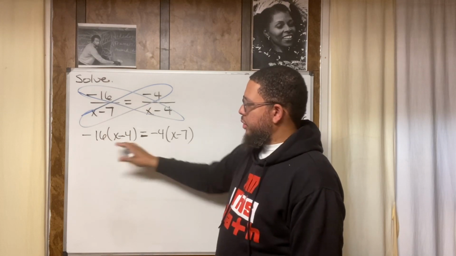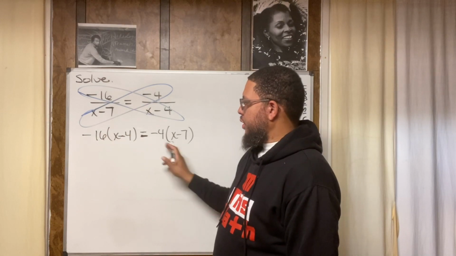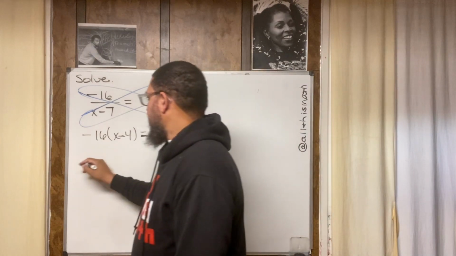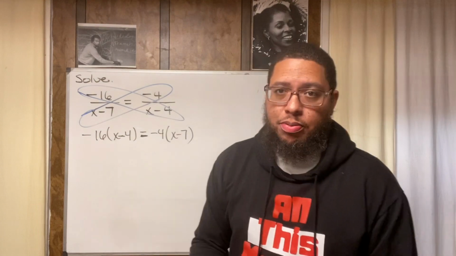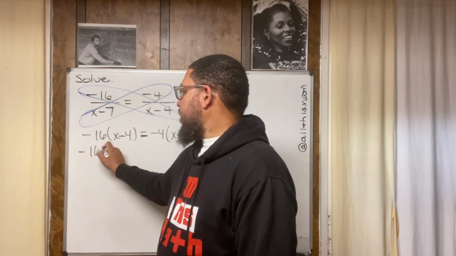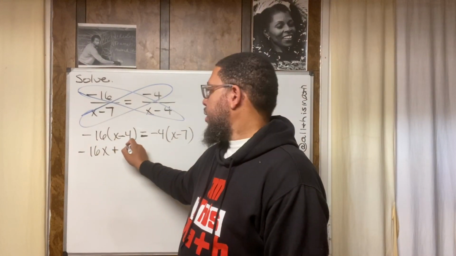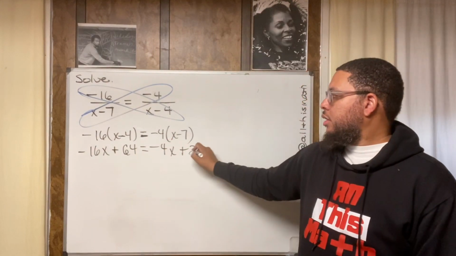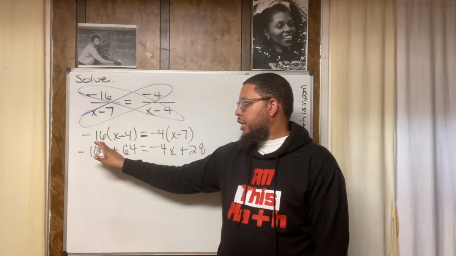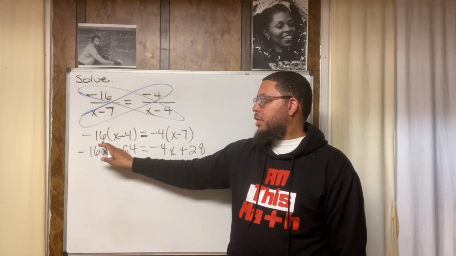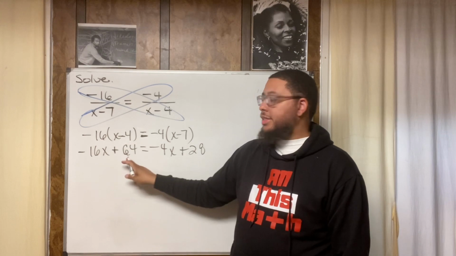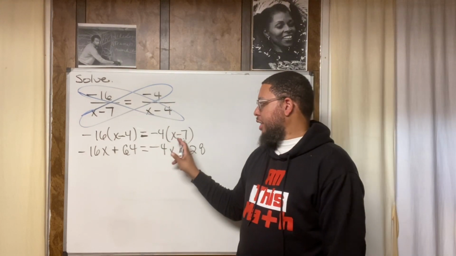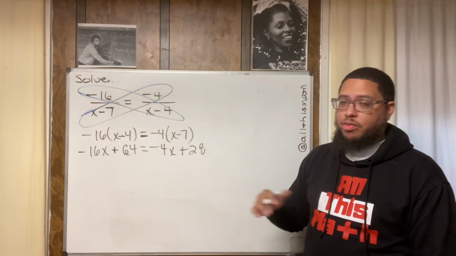Now, I want to get rid of the parentheses. I'm going to use the distributive property to get rid of the parentheses. So I'm going to have negative 16x plus 64 is equal to negative 4x plus 28. Negative 16 times x is this. Negative 16 times negative 4 is this. Negative 4 times x is this. Negative 4 times negative 7 is this. So now the parentheses are gone.